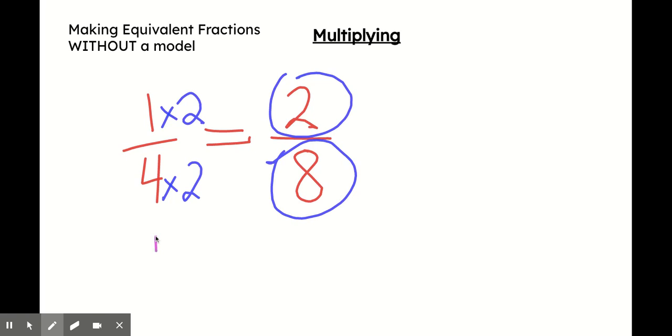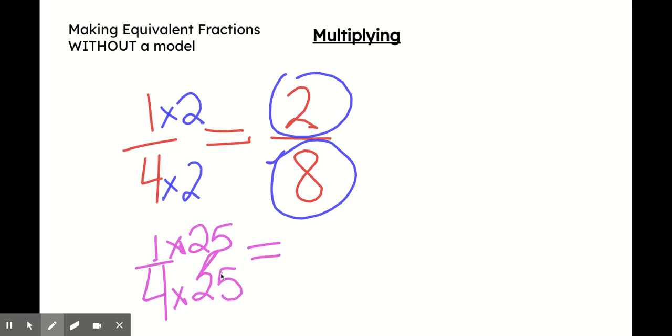Okay, so we could have done 1/4 and chosen any other number. Let's do times 25. As long as you multiply top and bottom by the same number, times 25 top and bottom, you'll get an equivalent fraction. So 1 times 25 equals 25. 4 times 25, if you didn't know this, 25 is 1/4, so if you have 4 of them, it's 100. Okay? 100 pennies or whatever. So 1/4 is equal to 25 hundredths.